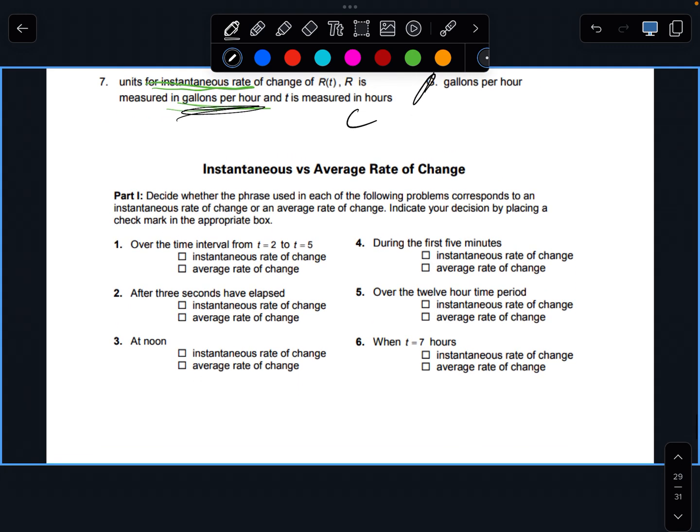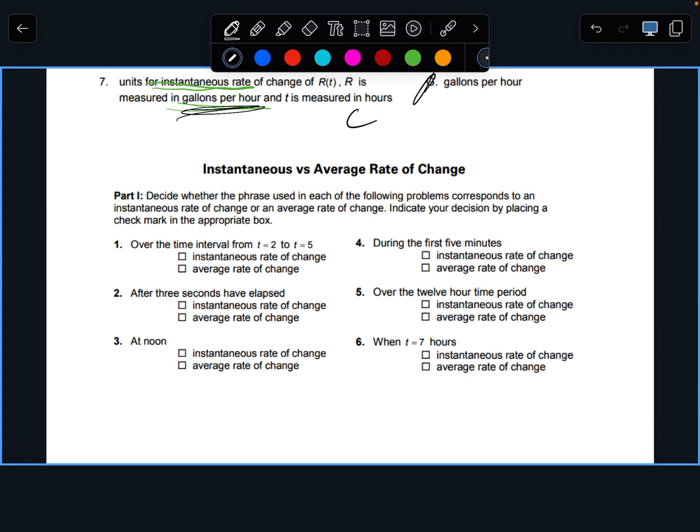All right. So instantaneous versus average. You have to decide whether each phrase used in the following problems corresponds to an instantaneous rate of change or an average rate of change. So you're just going to put a check mark in what you think. The things you've got to look for are words that talk about a span of time. That's going to be average. If you want to know at a certain time, that's going to be instantaneous.